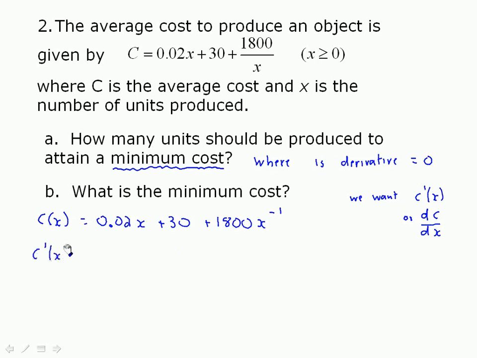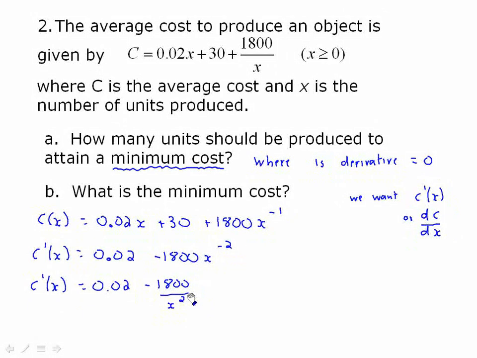So C prime x, I'm going to use this form, would be equal to 0.02. The derivative of 30, of course, is 0. And then minus 1800 x to the negative 2. So therefore, C prime at x is equal to 0.02 minus 1800 over x squared. The reason I wrote it like that is because now I'm going to have to solve this equation, and I want it to have the positive exponent just to make it a little bit easier to solve. So I'll bring up a new screen, get some space to work this one out, and here is the question again. Where is C prime at x equal to 0? Because that's going to represent a turning point on the graph.